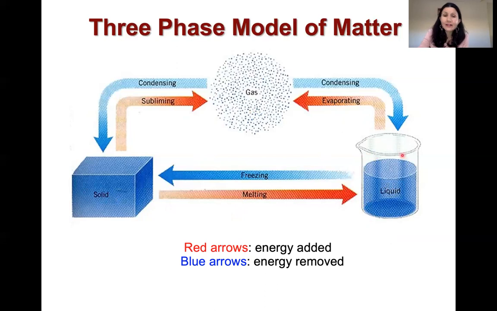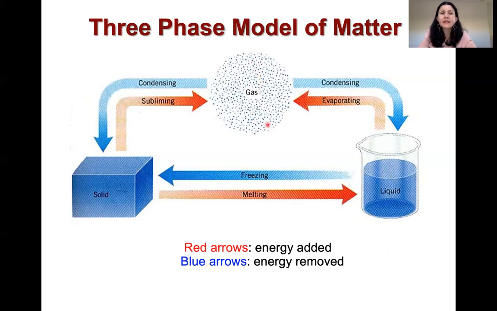Now we can go in the other direction. We can go from a gas to a liquid by condensing it, and then from a liquid back to a solid by freezing it. There are also processes that take you straight from gas to solid, which is also called condensing. When you go in that direction, energy has to be taken out. So when bonds are being formed, energy is removed. When bonds are being broken, energy is added.